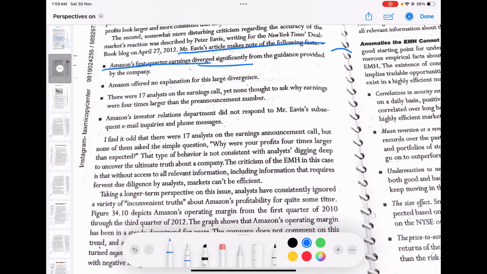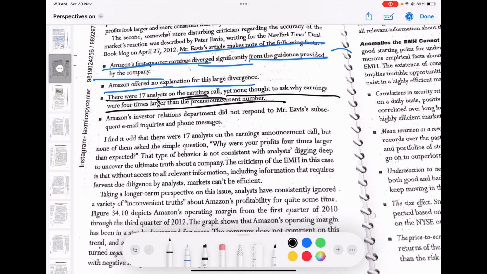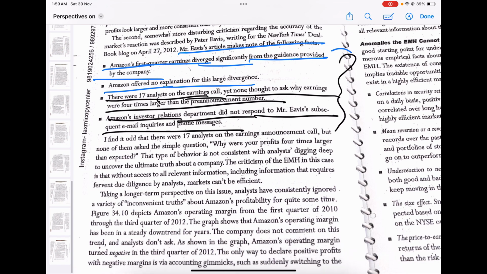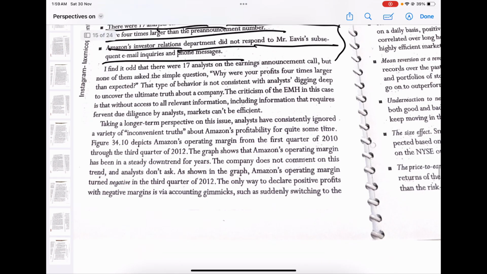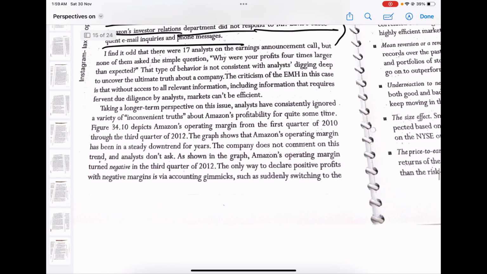Now let's look at the facts. Amazon's first quarter earnings diverged significantly from the guidance provided by the company. Amazon offered no explanation for this large divergence. There were 17 analysts on the earnings call, yet none of them asked why the earnings were larger. Amazon Investor Relations did not respond to the email. So these are a few things which were extremely odd, right? These are things which shouldn't happen if everything is done ethically. So that was a question which was raised.